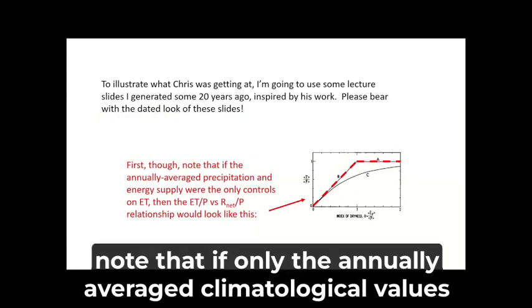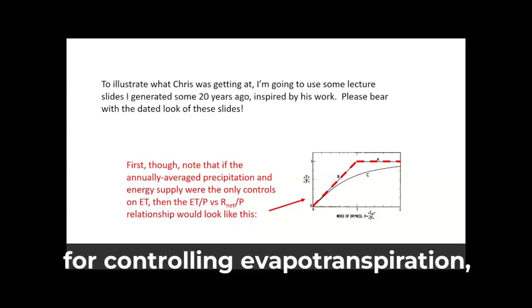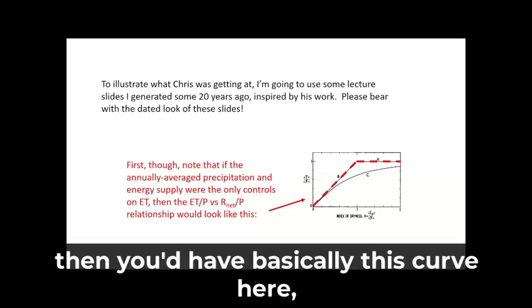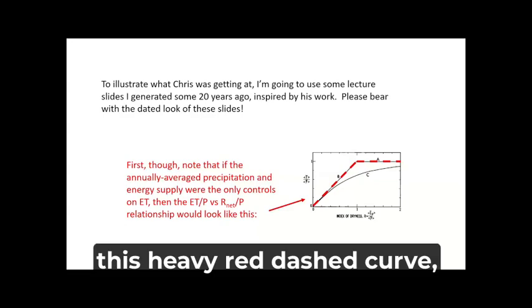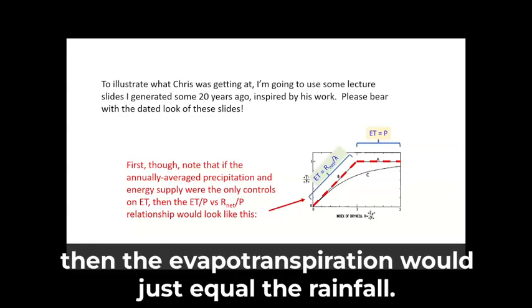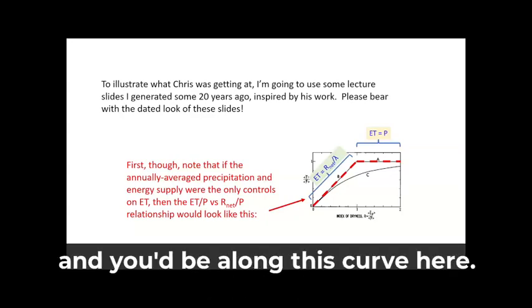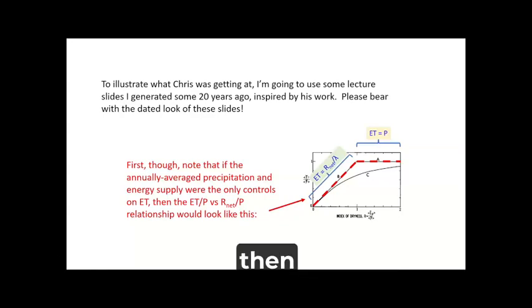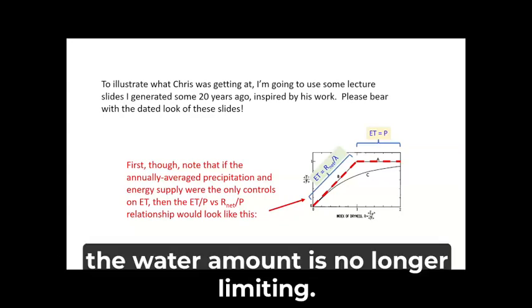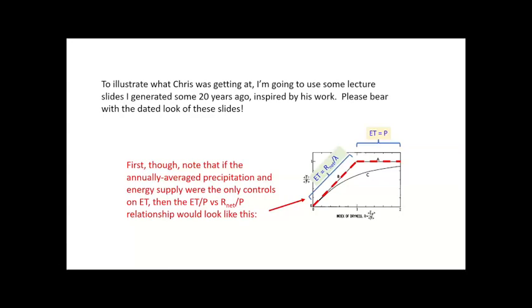First, note that if only the annually averaged climatological values of precipitation and energy supply were important for controlling evapotranspiration, then you'd have basically this curve here, this heavy red dash curve. Because when you're in the very arid region, the evapotranspiration would just equal the rainfall, this ratio would be 1, and you'd be along this curve here. And if you're wetter, then the water amount is no longer limiting, and now energy is limiting, so you'd be along this line here.